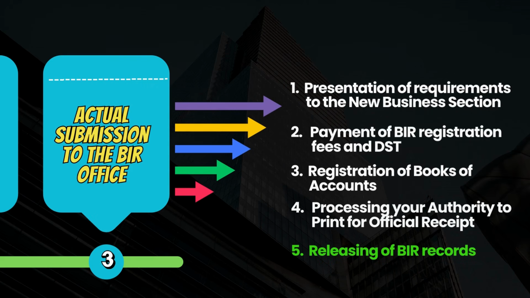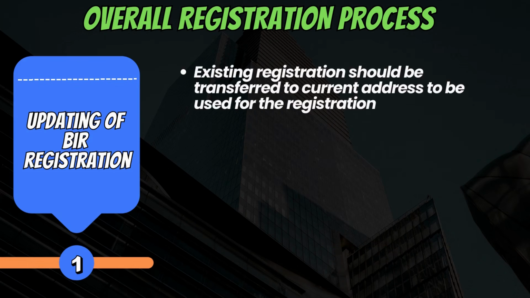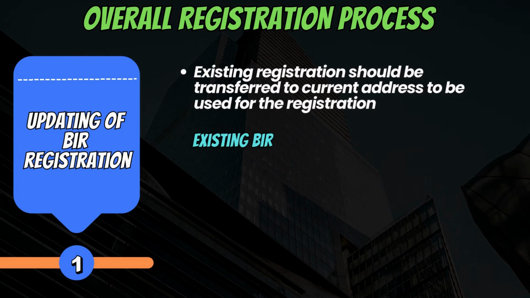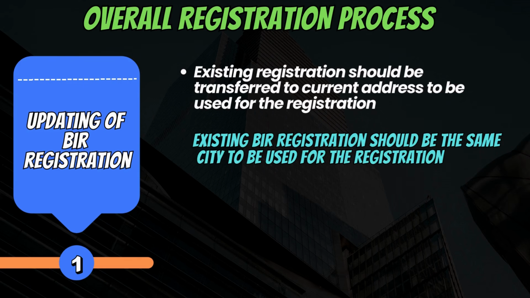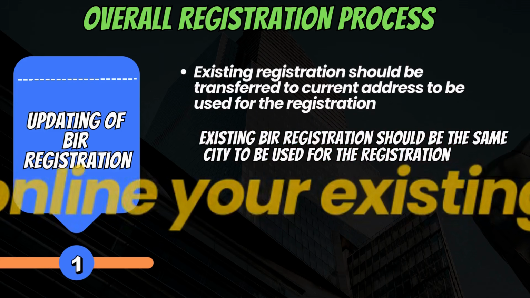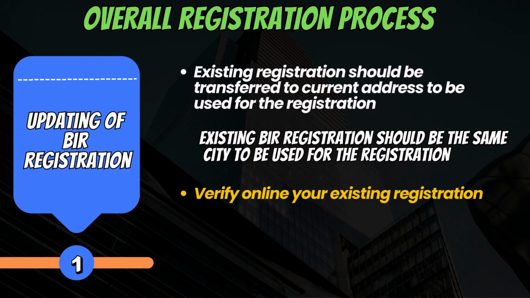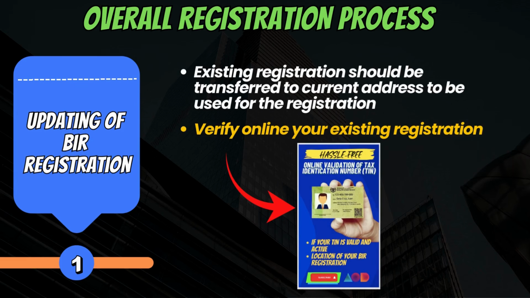As an overall guide, here's a tip for each process. Number 1, for the updating of registration, you will need to make sure that your existing registration is within the same city as your residence or preferred office address to be used for the registration. You may verify it online to avoid the hassle of going back and forth to the BIR offices. We have uploaded a short video on how to do it even just from your mobile.